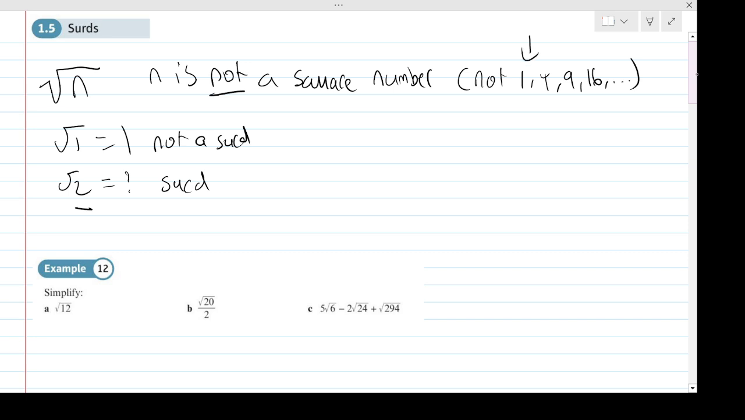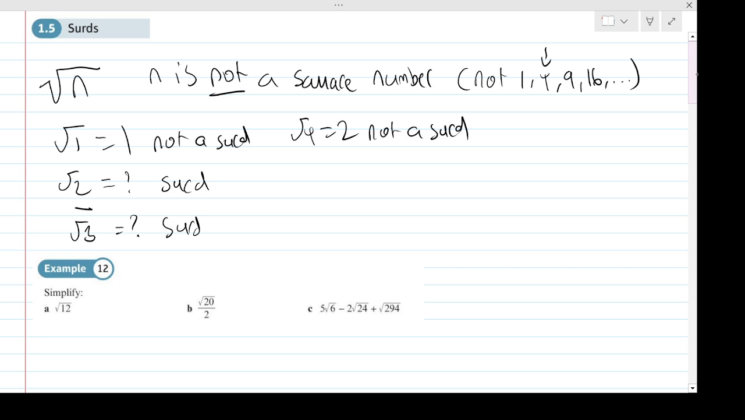Because if you root 2, as I said, you don't get a whole number, so it's not in this list. In the same way, root 3 is also a surd because 3 is not a square number. If you root 3, you don't get a nice number. So it's also a surd. But then root 4 is 2, and we can see that there. Root 4 is here, so it is not a surd.